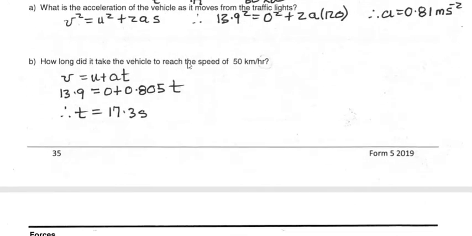How long did it take the vehicle to reach a speed of 50 kilometers per hour? v equals u plus at, 13.9 equals 0 plus 0.805t, so time is 17.3 seconds.